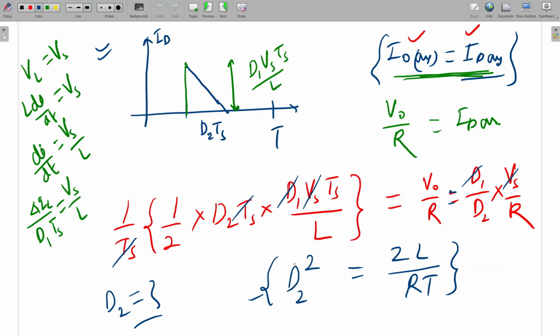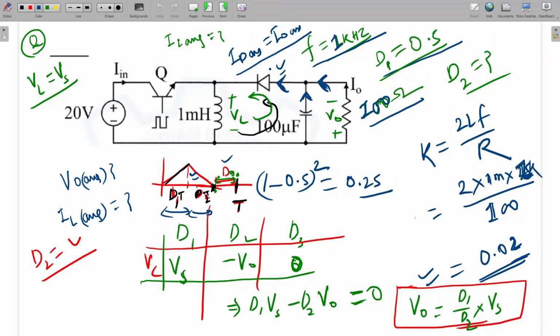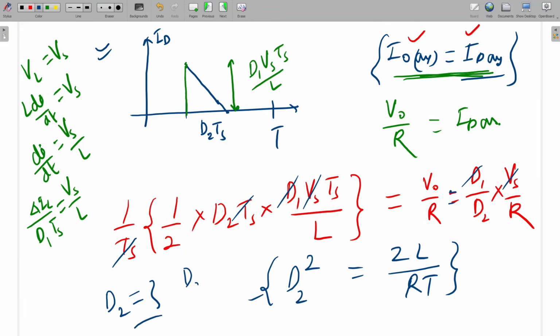Can anyone tell what will be the K value for this one? How much K value have we calculated? 0.02. Okay. So D2 will be under root 0.02. How much? 0.141. Okay. So D2 will be 0.141. Now we can apply this formula to calculate the average output voltage, under root 0.02.